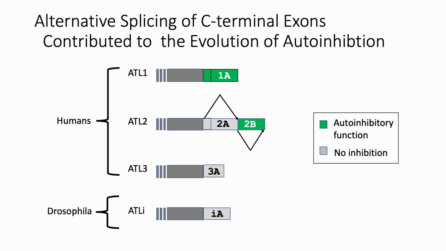Alternative splicing of C-terminal exons contributed to the evolution of autoinhibition. In Atlastin 1, autoinhibition has been shown to be encoded by the final exon. In ATL2, there are two C-terminal exons which are alternatively spliced. One exon enables autoinhibition while the other does not. In both Atlastin 3 and the Atlastin in Drosophila, there is no autoinhibition. Did the ancestral progenitor of the Atlastin exhibit autoinhibition?